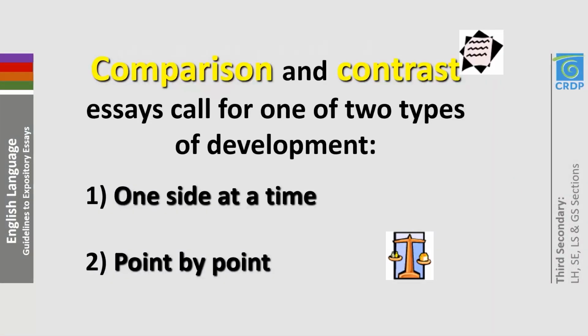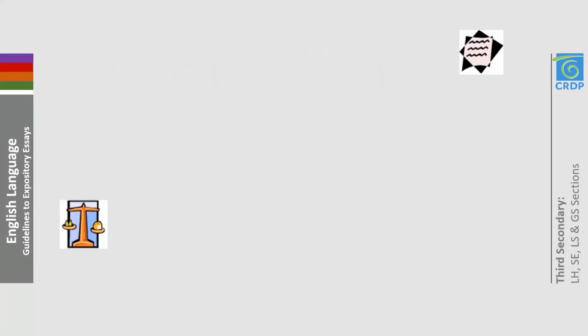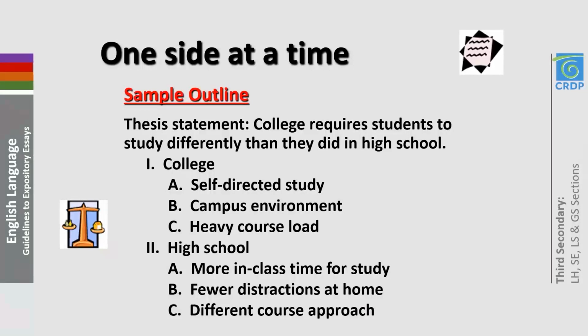Now, comparison and contrast essays call for one of two types of development. When it comes to your development of the essay, there are two types of development. Number one is called one side at a time. Number two, the second one is called point by point. One side at a time. This is a sample outline that explains how you develop your essay according to this type. So you start with the thesis statement. For example, college requires students to study differently than they did in high school.